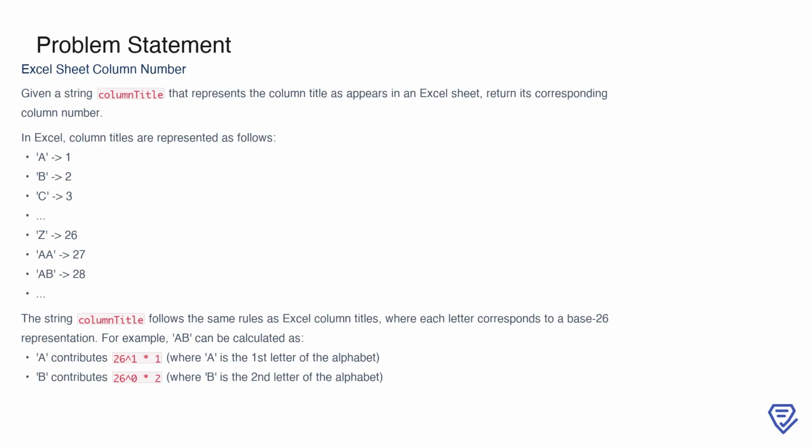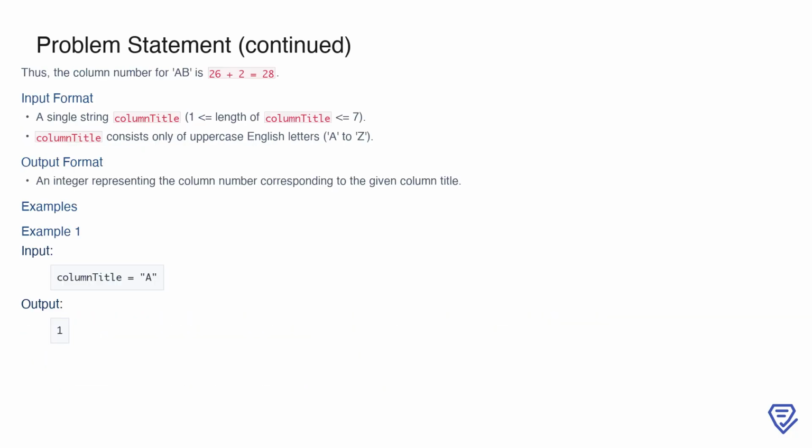Take AB as an example. The first letter, A, contributes 26 raised to the power of 1, multiplied by its position in the alphabet, which is 1. The second letter, B, contributes 26 raised to the power of 0, multiplied by its position in the alphabet, which is 2. This structure allows us to calculate the column number for any given title systematically. Now, using the example of AB, the column number is calculated as 26, contributed by A, plus 2, contributed by B, giving a total of 28.